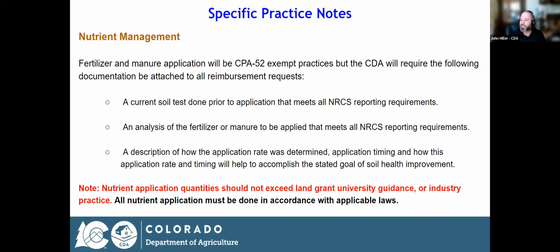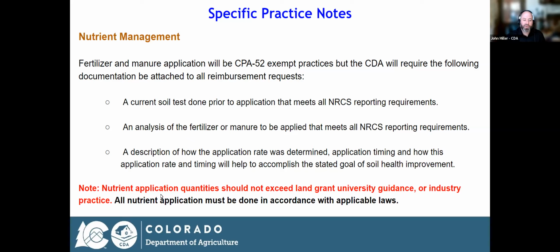For fertilizer, that should just be the information that comes with the fertilizer when it's purchased. And for manure, they may have to submit that for a test. Again, those tests are pretty quick, and the cost of that test can be added to their reimbursement request. And then we need a description of how the application rate was determined, the application timing, and how this application rate and timing will help to accomplish the stated goal of soil health improvement.